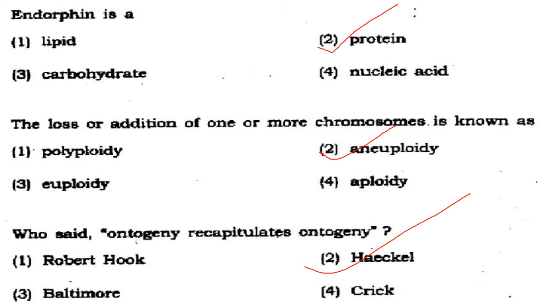Who said ontogeny recapitulates phylogeny? Option 1 Robert Hooke, 2 Haeckel, 3 Baltimore, and 4 Crick. Answer is Haeckel.